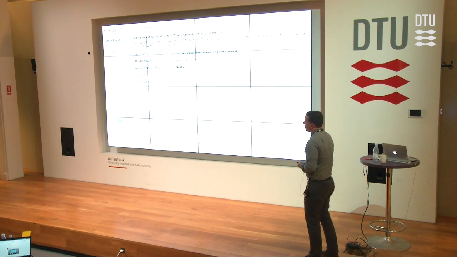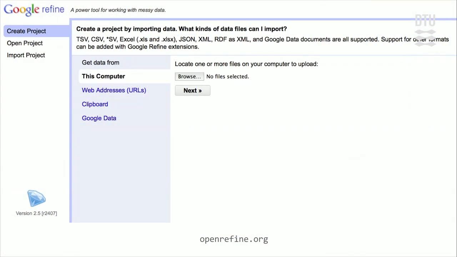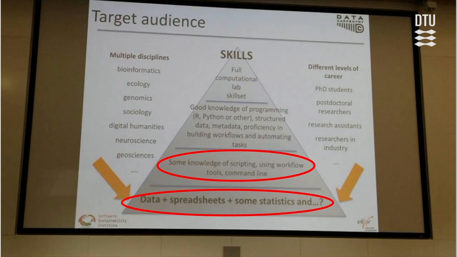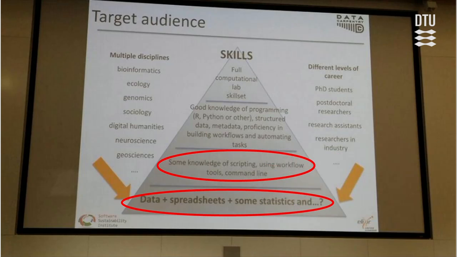Okay, so Google Refine, it's actually OpenRefine now. This is basically it there. It's a power tool for working with messy data, okay? Pretty straightforward. It falls kind of at the bottom of this pyramid that Data Carpentry put together in terms of skills and dispositions that you need to be successful in this data science space, here with data and spreadsheets and some statistics and to be determined, I guess.